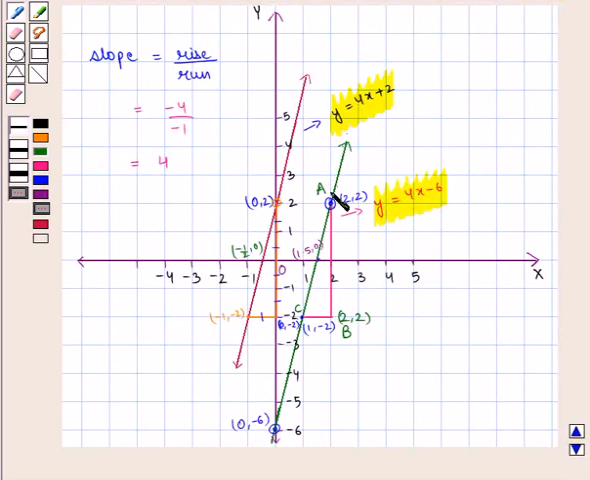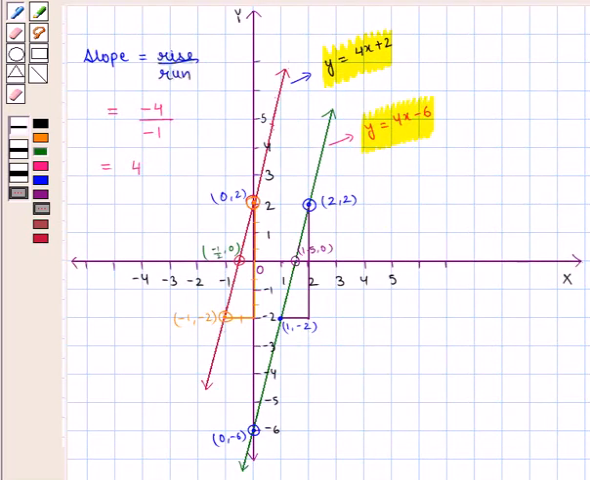Now we see that as we are moving from point A to point B, we are going 4 units downwards. Therefore, we say that rise is given by −4, and as we are moving from point B to point C, we are moving 1 unit towards left. Therefore, run is given by −1. Therefore, slope for the second line will be equal to rise over run, that is −4 by −1, which is equal to 4.